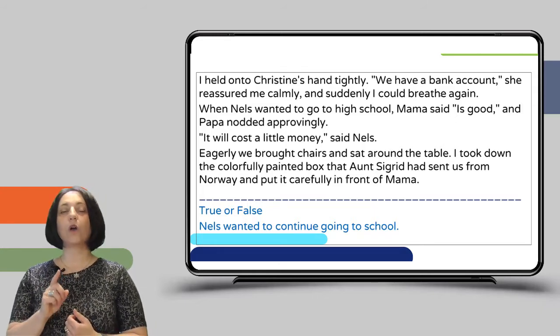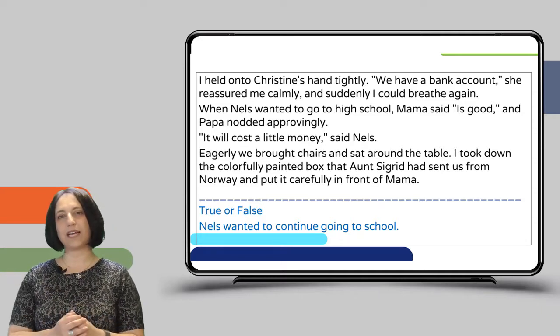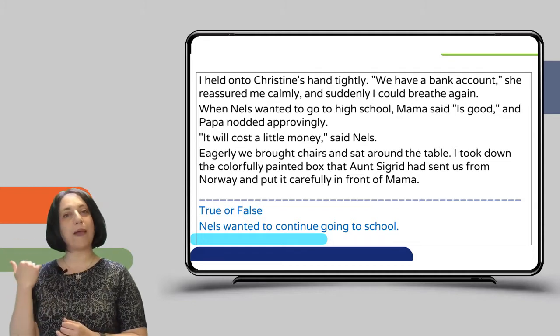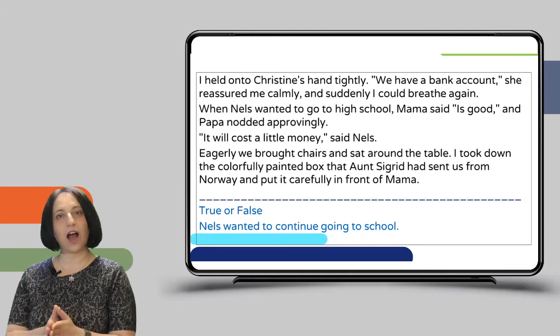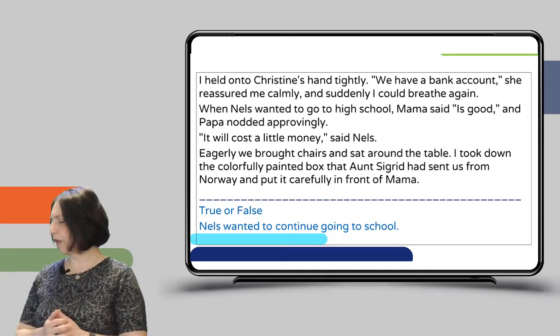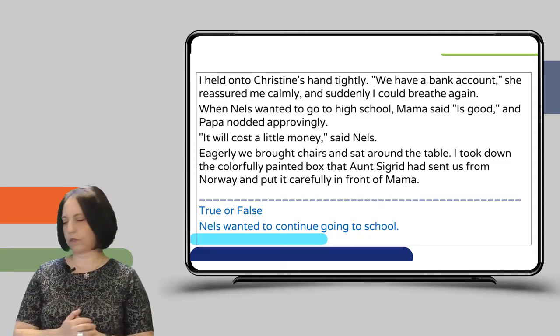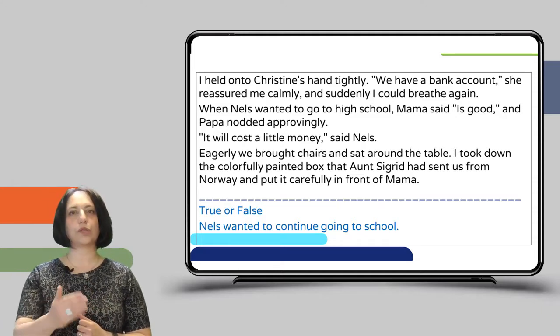Can you guess when this happened? Do you remember when the family sat down and counted out the money? If you said on Saturday night, you were right. You remembered the first part of the story. Every Saturday night, the family would sit together and count out the money. So now tell me, is this sentence true or false? Nels wanted to continue going to school.